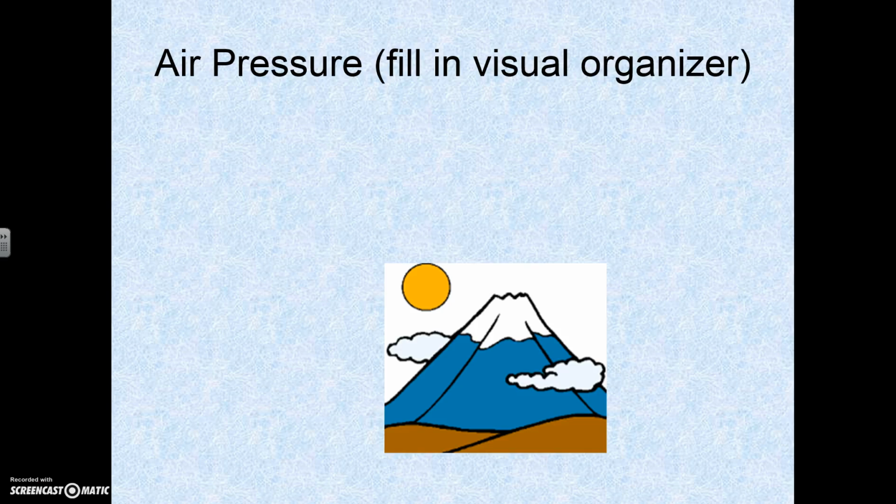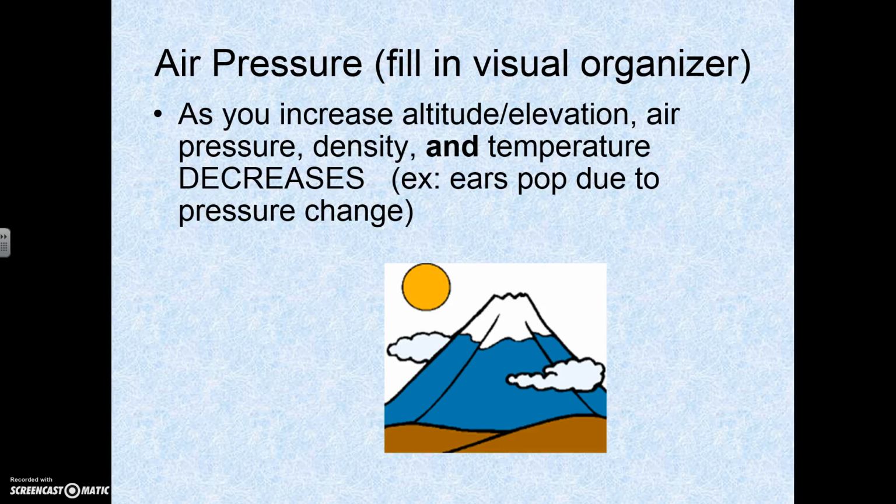All right, so you have a picture like a mountain up at the top left-hand corner of the back side of your notes from last night. The thing that you need to remember is as you increase in altitude or elevation, so as you get further and further away from the actual ground, getting away from sea level, air pressure, density, and temperature decrease. So it gets colder, the air actually decreases in density so it gets lighter, and air pressure also decreases. So your ears are popping due to the pressure change.